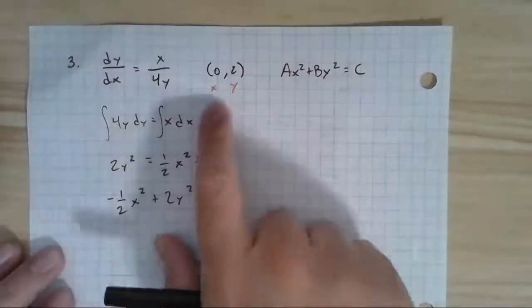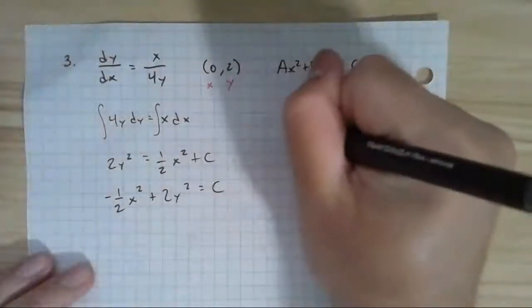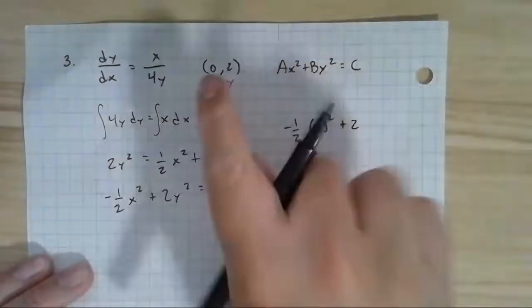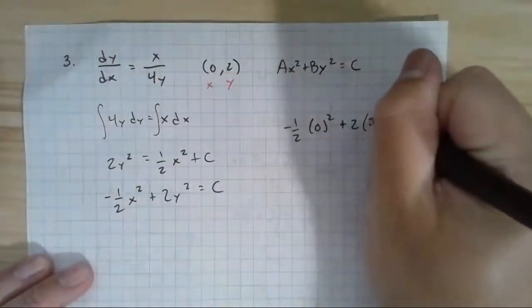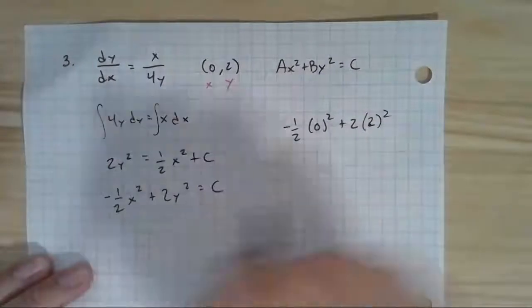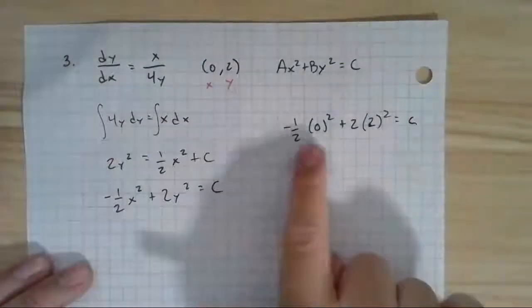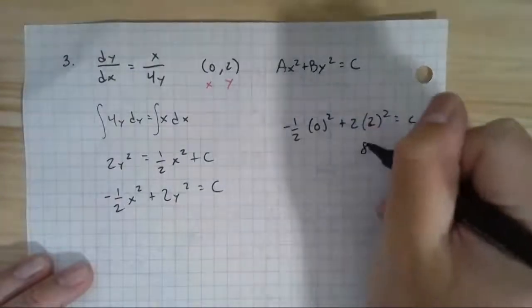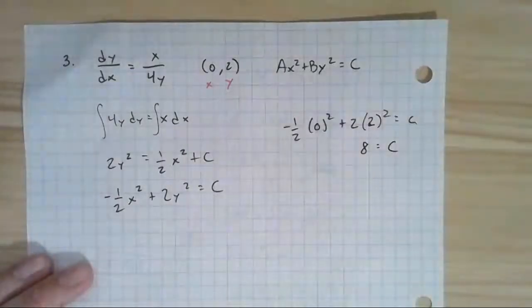If I plug in that x for 0, that term will just go away, right? Plus 2 times, and y is 2. So 2 squared, that'll be equal to c. Again, this term cancels out. 2 squared is 4. 4 times 2, I get 8. So c is equal to 8.